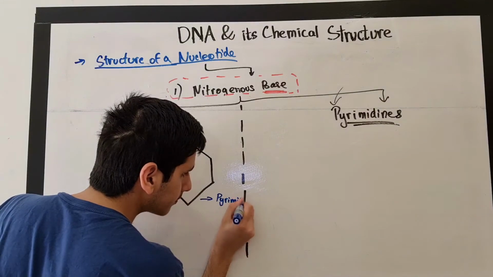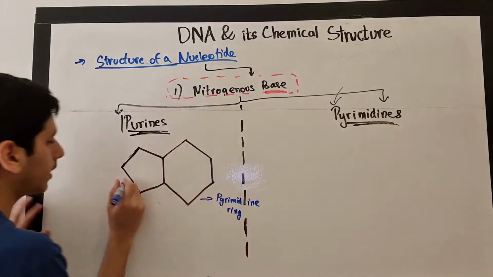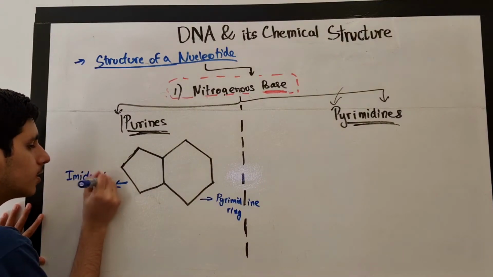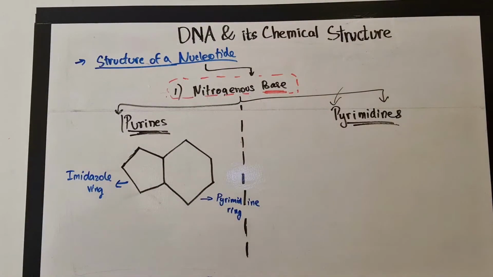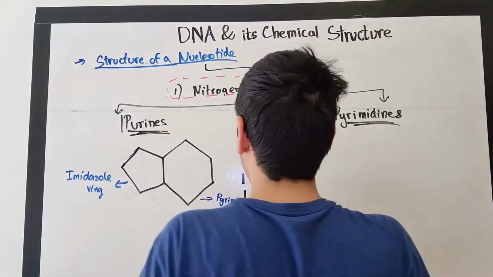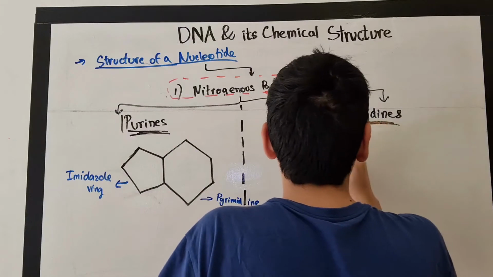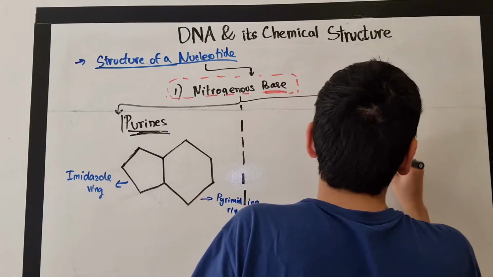Pyrimidine ring, imidazole ring, and over here, when we're gonna draw the ring for pyrimidines, it's gonna be a pyrimidine ring, a 6-membered pyrimidine ring. So let's draw a 6-membered heterocyclic pyrimidine ring.